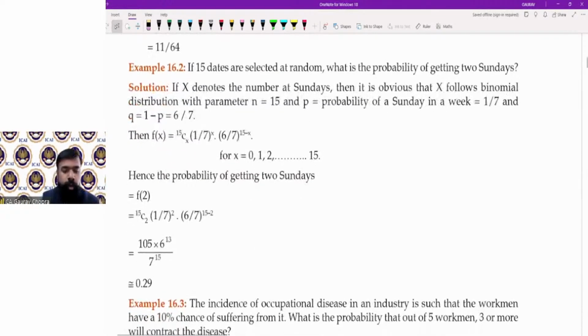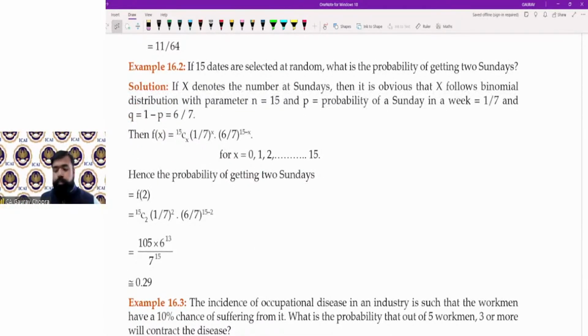So let's come on the second one, 16.2. If 15 dates are selected at random, what is the probability of getting 2 Sundays? So always write down the first 4 values. The 4 values which are required is N, X, P, and then Q. So 15 dates are selected. So this experiment is having n equal to 15. Okay. So what is the probability of getting 2 Sundays? 2 denotes x. So 2 Sundays.